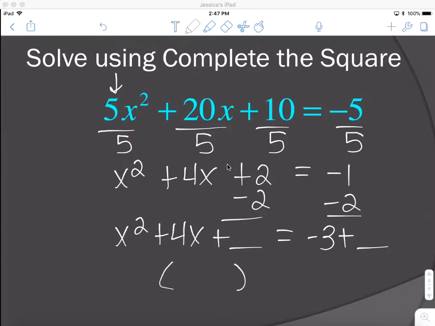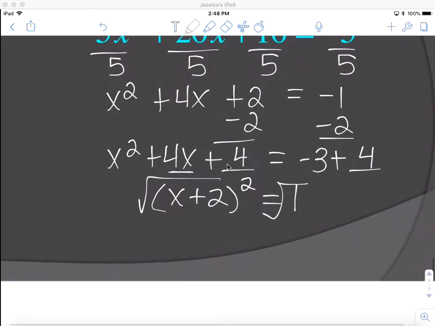My goal is to write this as something squared, so I'm going to take half of 4. Half of 4 is positive 2. 2 squared is positive 4, and make sure both of your blanks match. On the right side, negative 3 plus 4 is going to reduce to positive 1. My next step is to get rid of the squared by square rooting both sides. So x plus 2 is plus or minus 1 because the square root of 1 is 1.